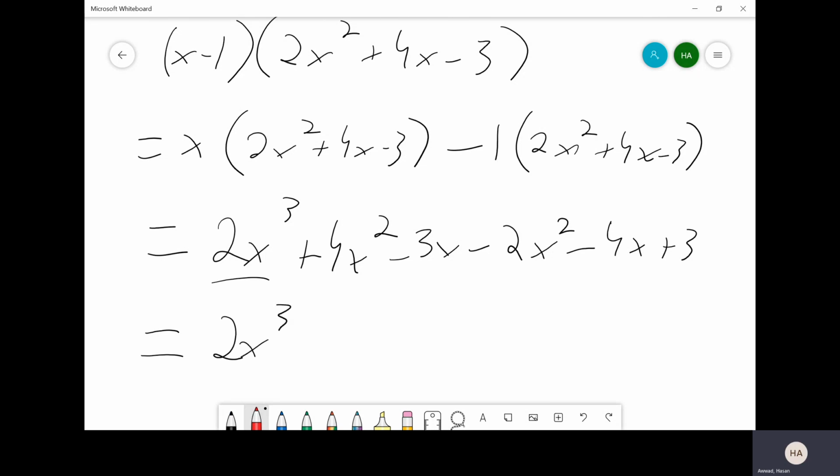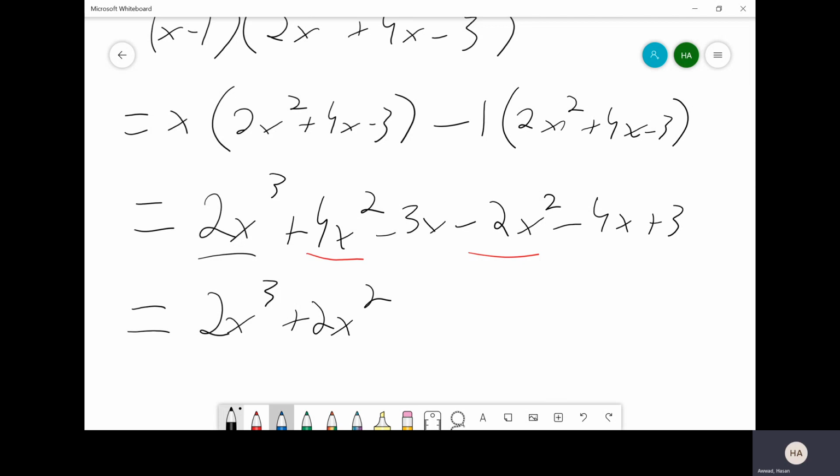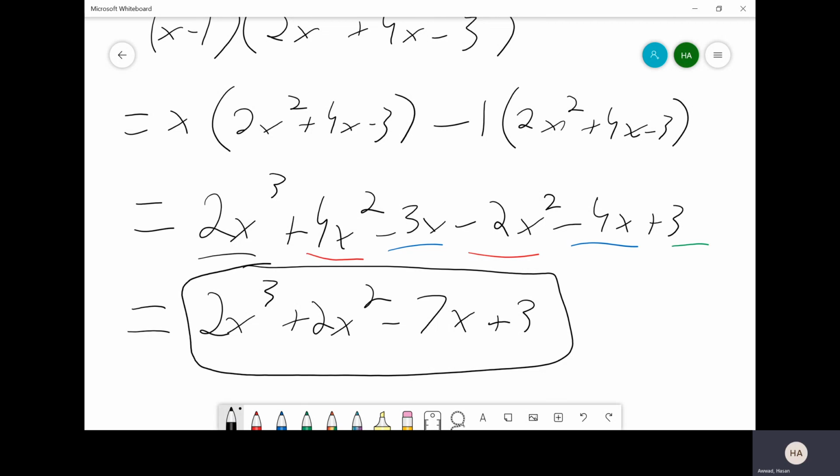We have a 4x squared, and we have a minus 2x squared, which means that we can condense those. So what is 4x squared minus 2x squared? We get plus 2x squared. Now we have minus 3x minus 4x, which means we're going to end up with a minus 7x. And last but not least, we have the 3, the constant, right? And there's no other constant that we can add it to, so we just end up with a plus 3. And now our final answer is as follows: 2x cubed plus 2x squared minus 7x plus 3.